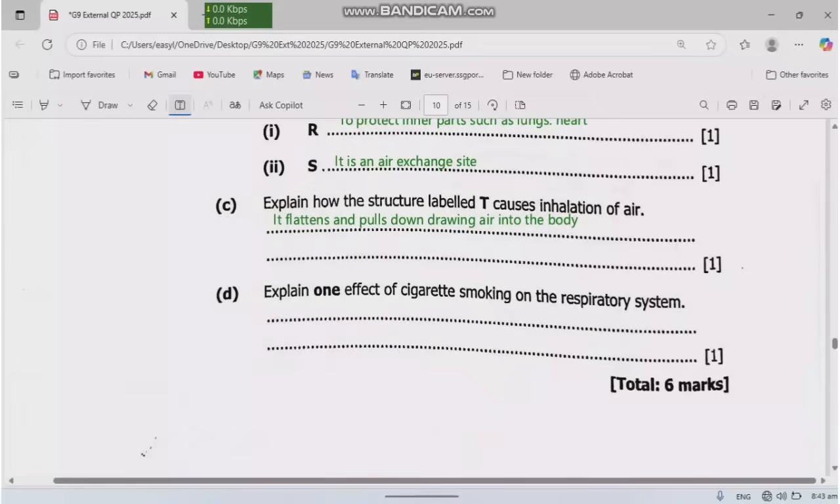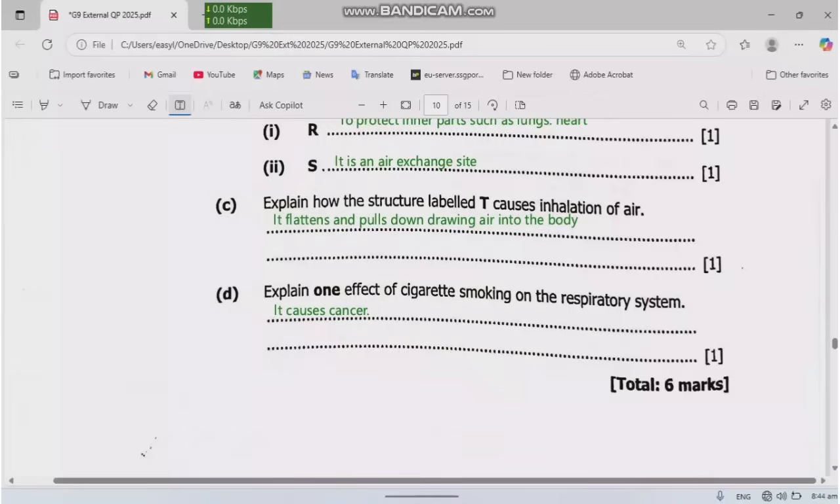Okay, we come to D. Explain one effect of cigarette smoking on the respiratory system. Okay, so what are the effects of smoking cigarette? Okay, so one, the biggest one, it causes cancer. It causes cancer. That is one effect.